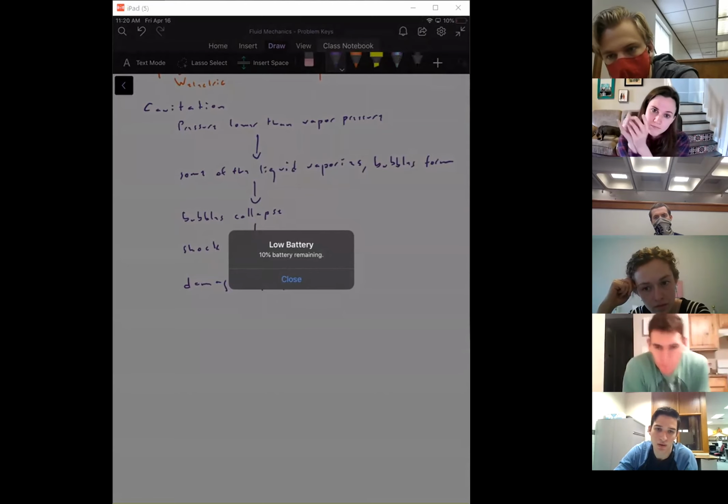Net positive suction head. And the net positive suction head is defined like this. It is defined as the pressure head plus the velocity head going into the pump, minus the vapor pressure. That is how the net positive suction head is defined.